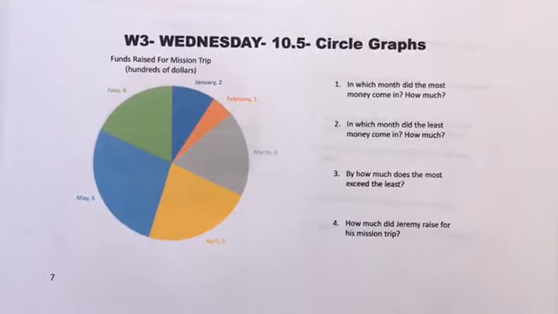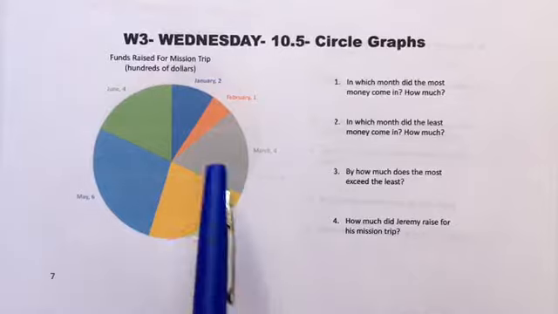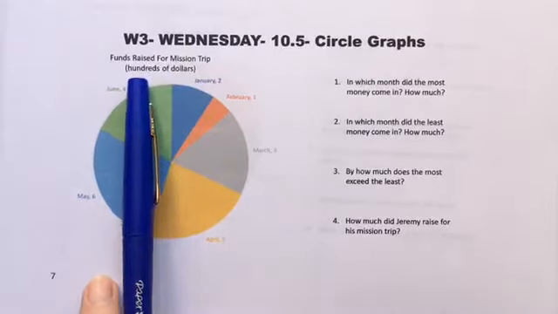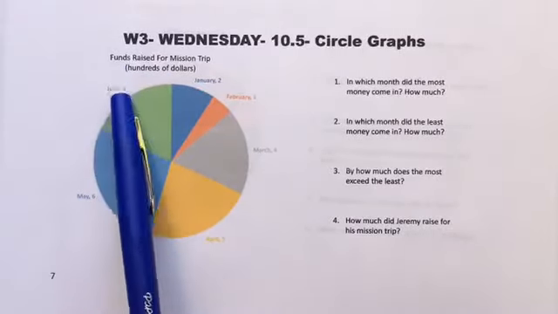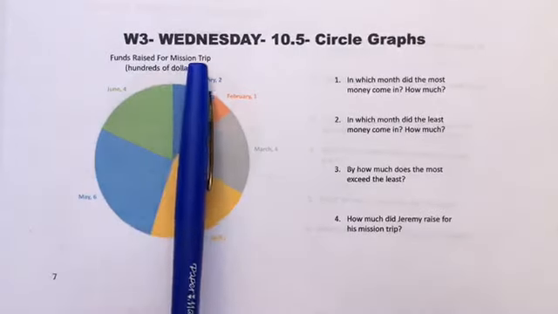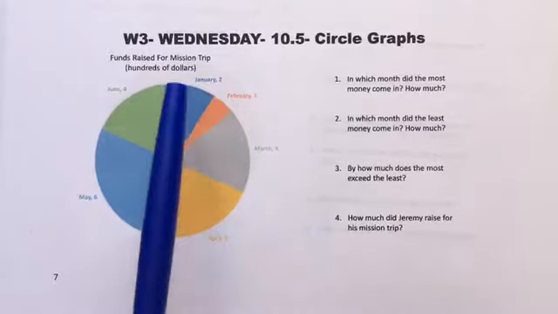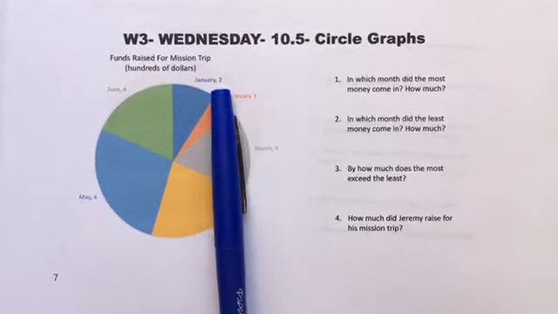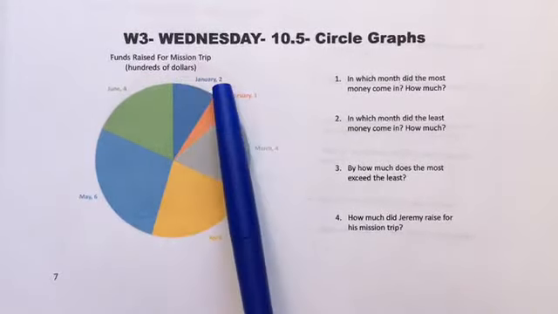Hopefully you guys can see what's going on here. So in this circle graph, you see the title of it, and they should all have titles. This says Funds Raised for Missions Trip, in hundreds of dollars. And so we look in January and we see a 2, and when they say hundreds of dollars, that means $200, right?